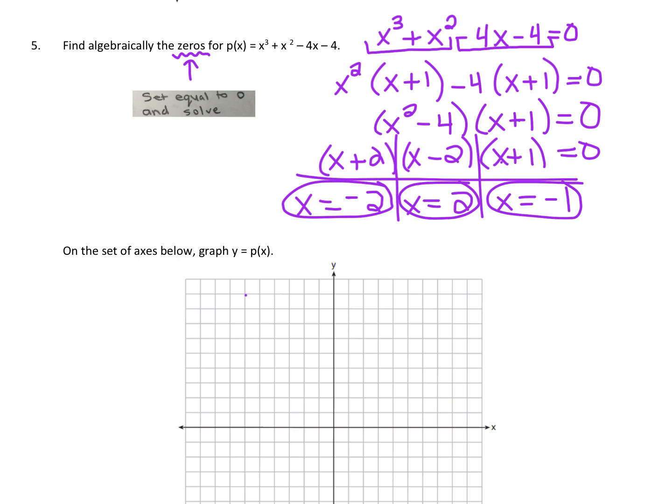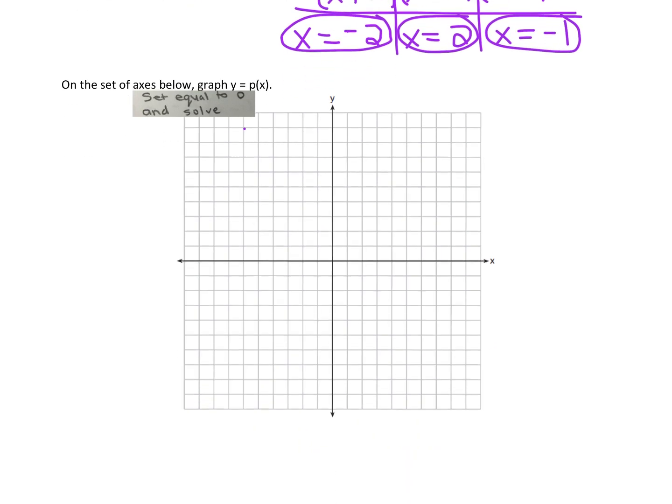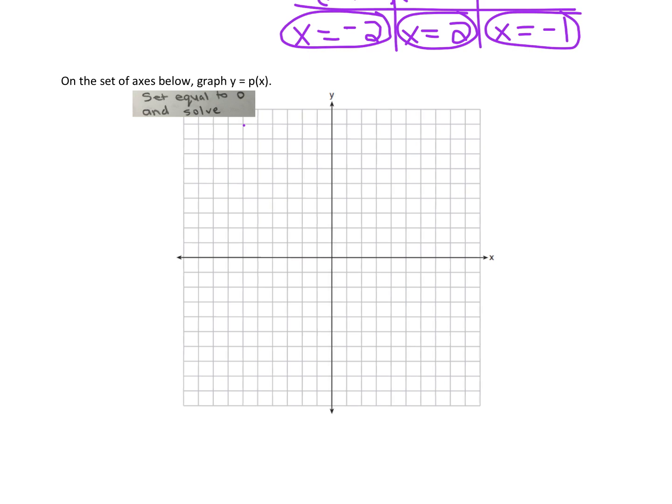Okay, on the next part, they want us to graph y equals p of x. Now, if these were our zeros when we solved it algebraically, we know that if we were to do it graphically, the graph should cross through the x-axis at those same exact points. So I'm going to start right off by putting an x-intercept at x equals -2, x equals +2, and x equals -1.